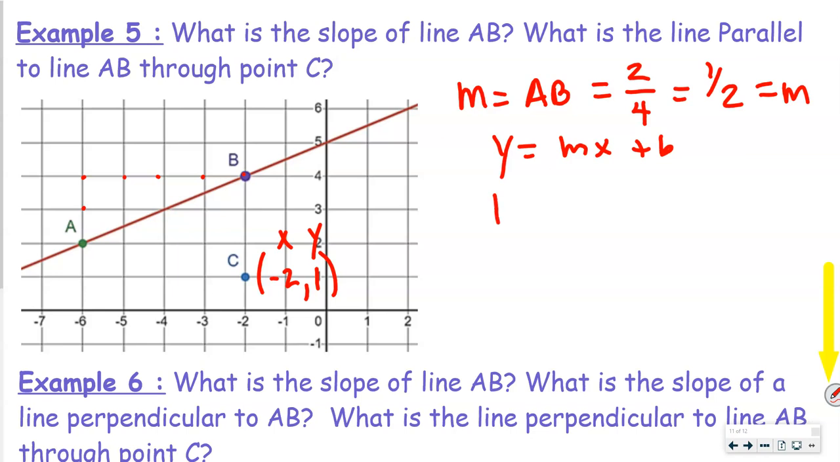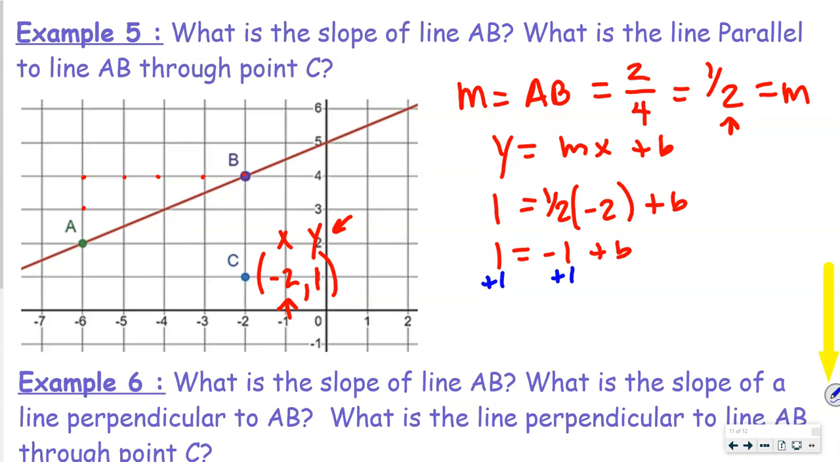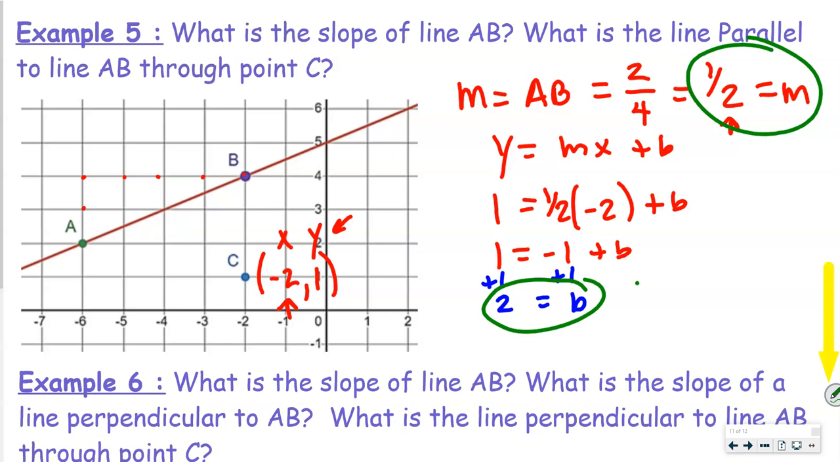So we're going to put our 1 here, that's our y, see it right there? That equals our m right there, 1/2 times our -2, there's our x value right there, see it? And plus our b. Okay, so that's 1 equals, what's half of -2? -1 plus b. Now, how do we get rid of a -1? We add a 1 to both sides, right? So that means our b is equal to 2. So what we do now is we plug back in the values of our slope and our b to write our equation. So y is equal to 1/2 x plus 2.